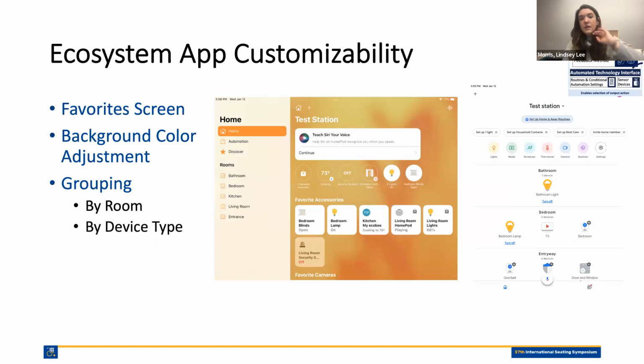There are some customization options available in ecosystem apps that aren't specifically marketed as an accessibility tool, however, can still enable accessibility for persons with disabilities. The favorite screen will allow you to pin on your first page the devices that you use most frequently. The background color is changeable within HomeKit. And then HomeKit, Google Home, and Amazon Alexa all allow grouping by rooms and the type of devices that are being controlled.